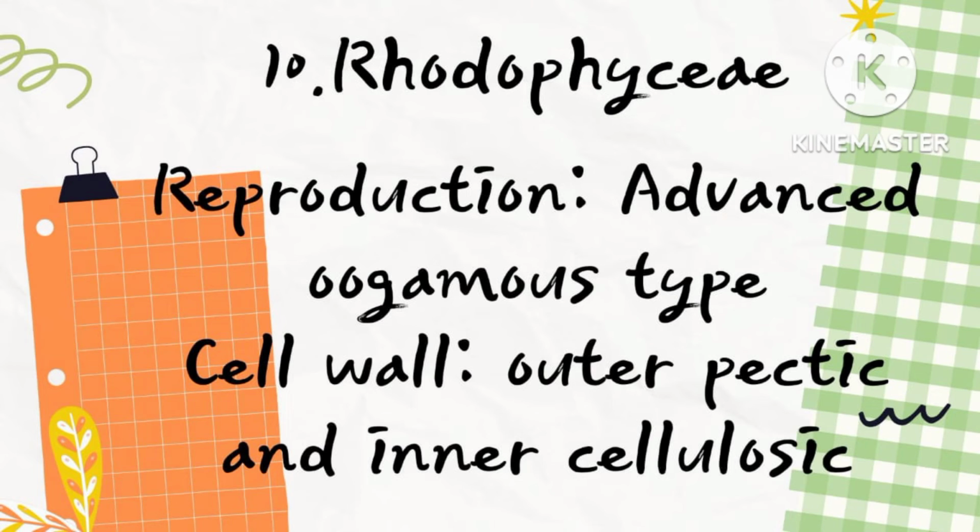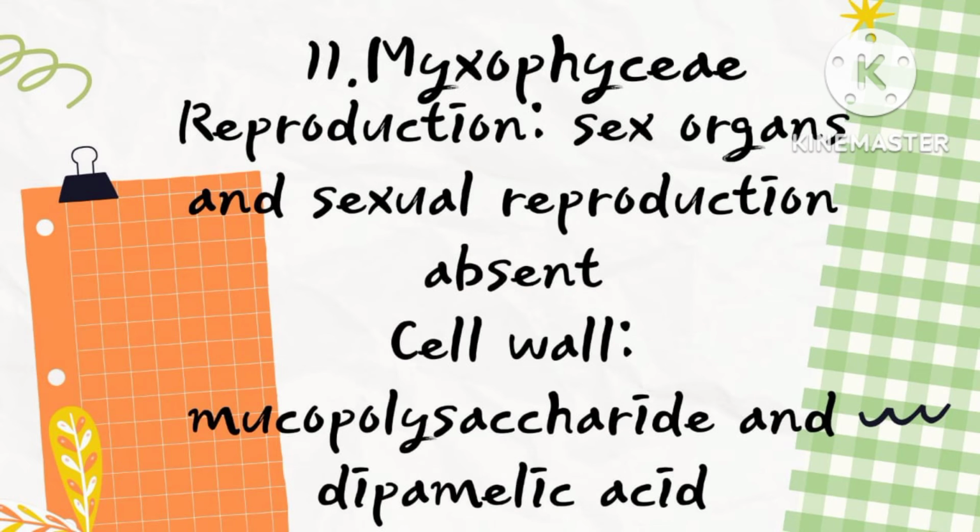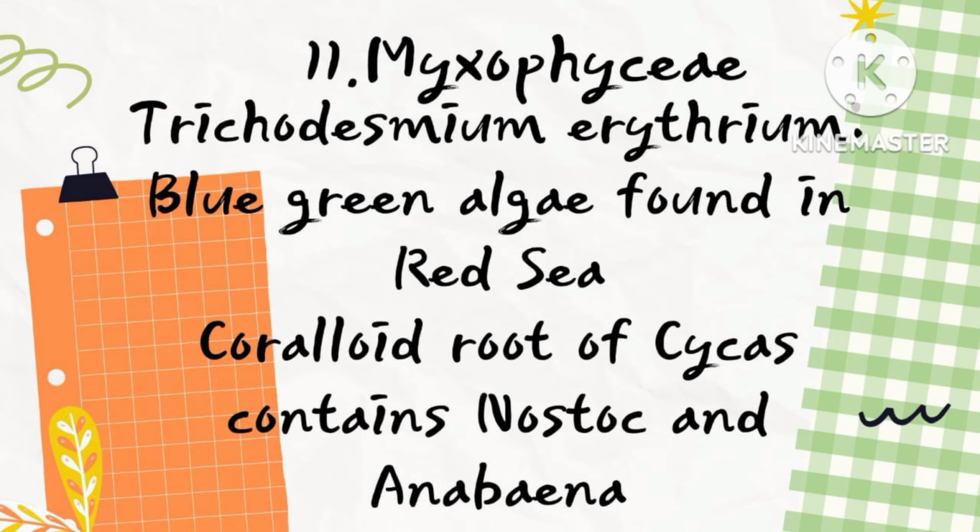Next class is Myxophyceae. It contains chlorophyll a and b, carotenoids and phycobilins, especially phycocyanin. Flagella are absent. Reserve food material is cyanophycean starch. Sex organs and sexual reproduction are absent. Cell wall is made up of mucopolysaccharide and diaminopimelic acid. Trichodesmium erythraeum is a blue-green alga found in the Red Sea, while Nostoc and Anabaena are found in the coralloid roots of cycas. Now coming to heterocyst.